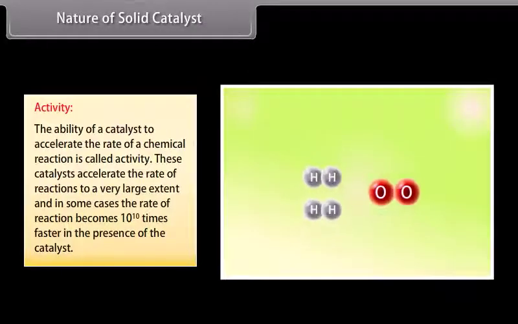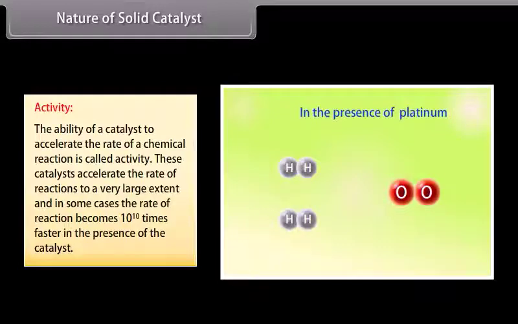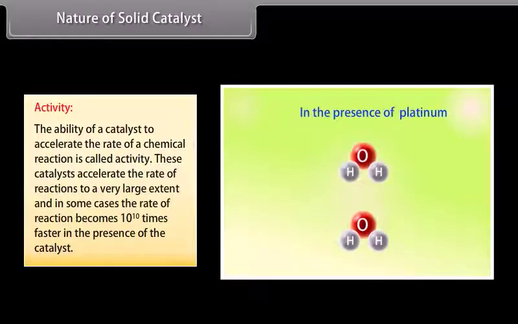activity. The ability of a catalyst to accelerate the rate of a chemical reaction is called activity. These catalysts accelerate the rate of reactions to a very large extent, and in some cases, the rate of reaction becomes 10 raised to the power 10 times faster in the presence of a catalyst. For example, a mixture of pure H2 and O2 does not react, but in presence of catalyst platinum, they combine to form water and the reaction takes place with explosive violence.